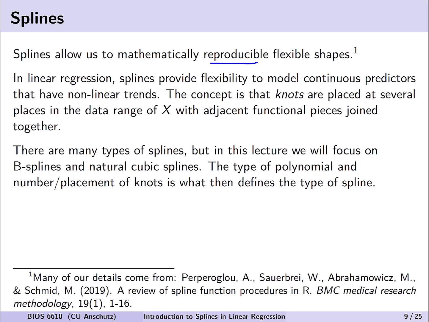The concept here is that we place knots at several different places along the range of x, with adjacent functional pieces joined together. In other words, we're trying to provide some sort of flexible range of values with separate micro or local models fit between them. To be fair, there are many types of splines. But in this lecture, we're just going to introduce and focus on B-splines and natural cubic splines. The type of polynomial and the number and placement of knots is what will then define the type of splines that we explore.